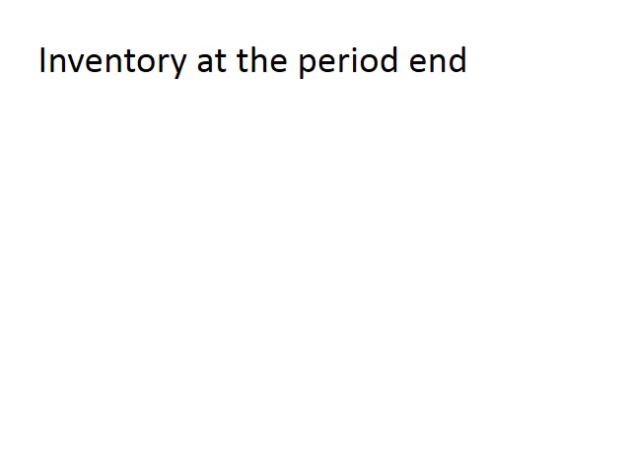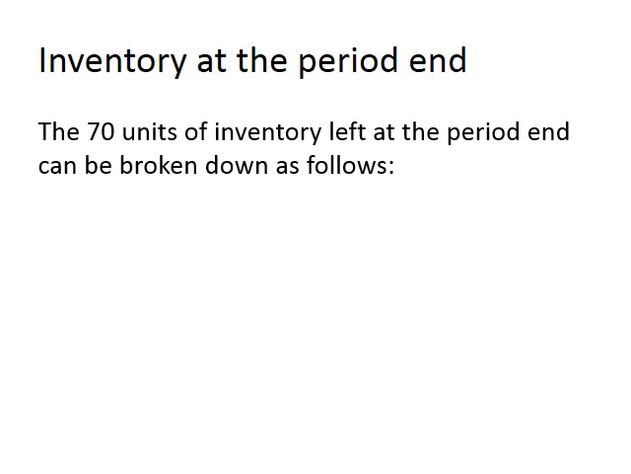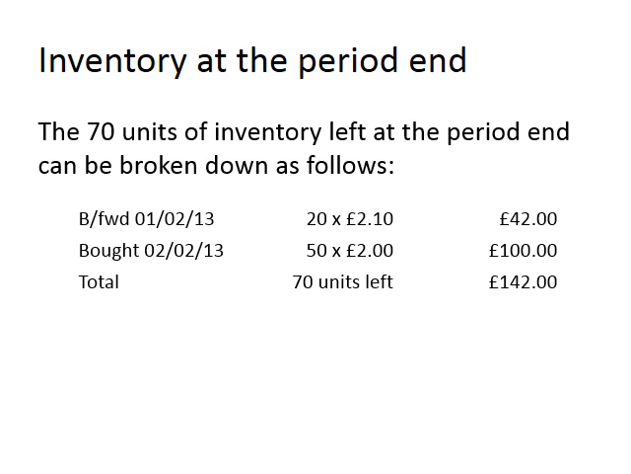Lastly, let's have a look at the inventory that is held at the period end. We know that we've got 70 units left, but how is that costed? Well, we have 20 units that has come to us from the units that were brought forward at the start of the month. That had a cost of £42 attached to it. We also have 50 units left from the units that we bought on the 2nd of February. Each of those had a cost of £2, so an overall cost of £100. So of our 70 units that are left, there is an overall cost associated with that of £142.